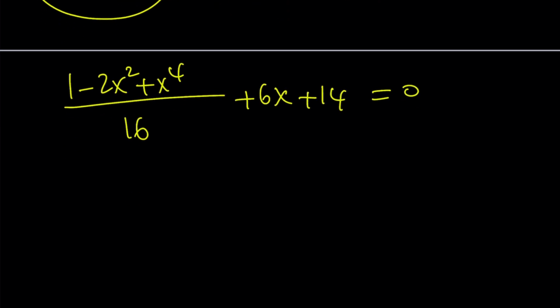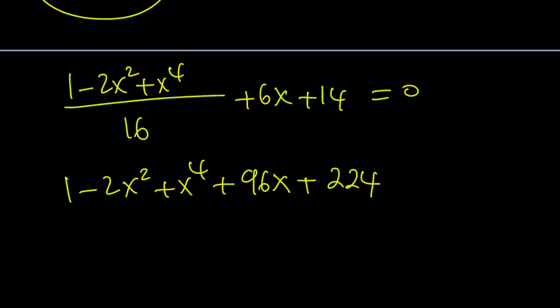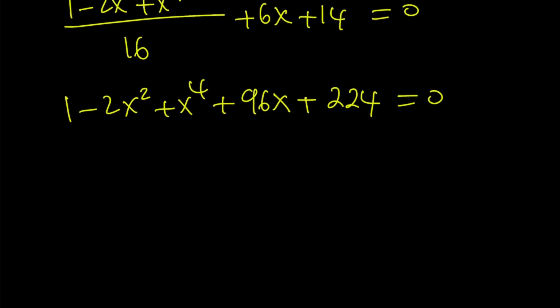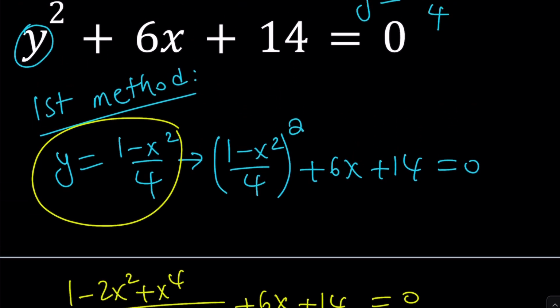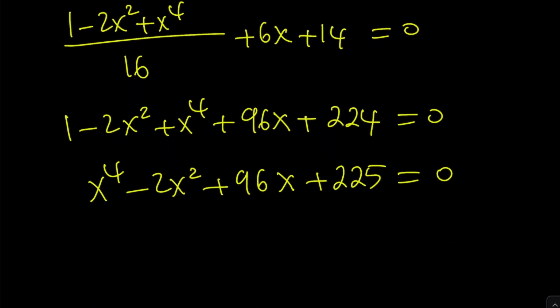Great. Okay, let's go ahead and make a common denominator, or just multiply everything by 16. That makes more sense, right? When you multiply this by 16, that's going to give you 96x. Now, what is 16 times 14? You can think of it as 16 times 10, which is 160, plus 64, that's going to be 224. That's how you can mentally multiply these kinds of numbers, especially when they're small. That's equal to 0, and I get x to the fourth minus 2x squared plus 96x plus 225 equals 0. Great. Not so great, because we ended up with a quartic equation, didn't we?